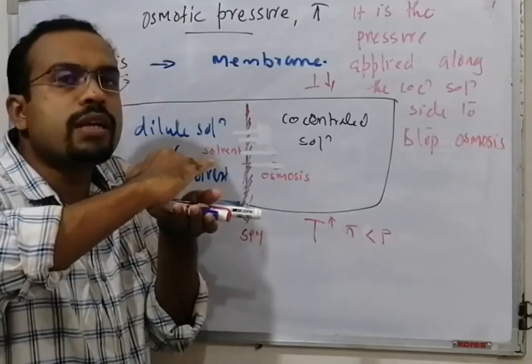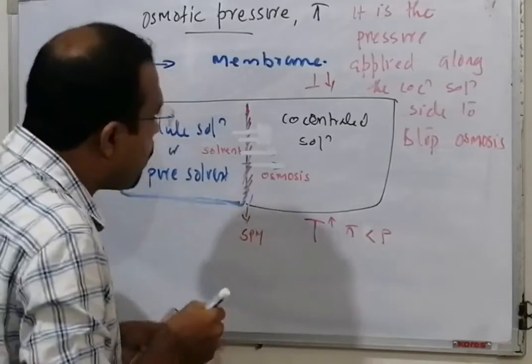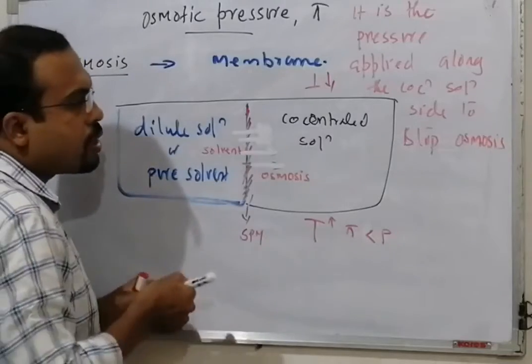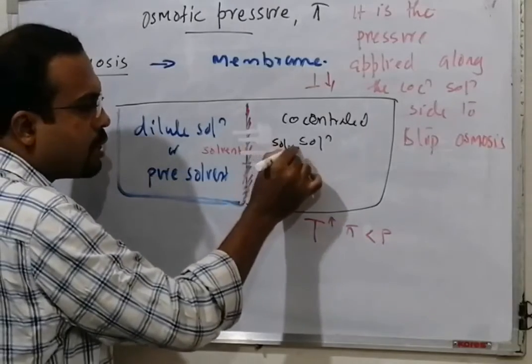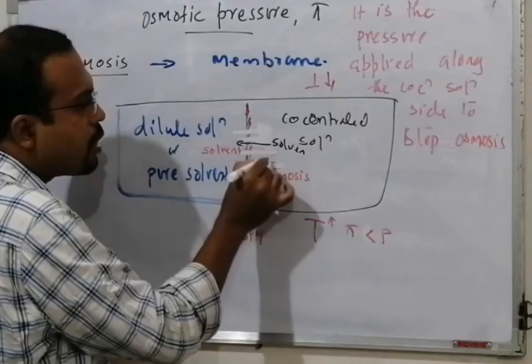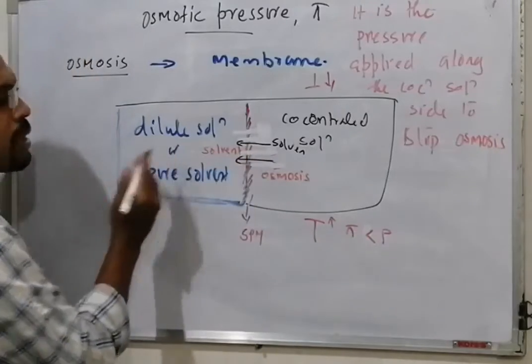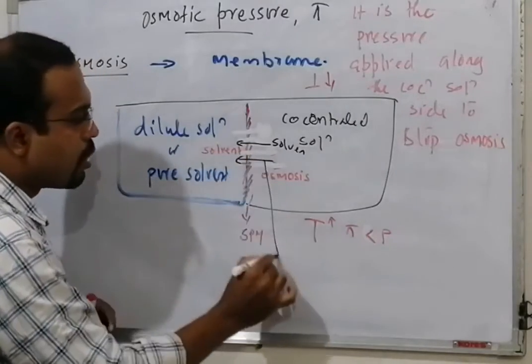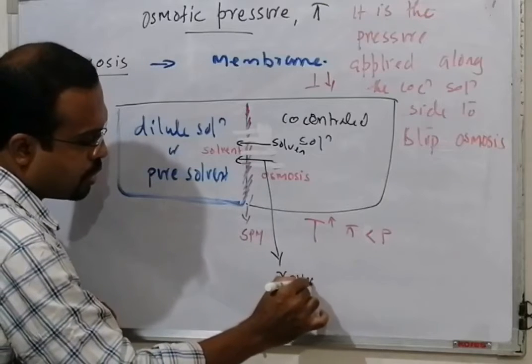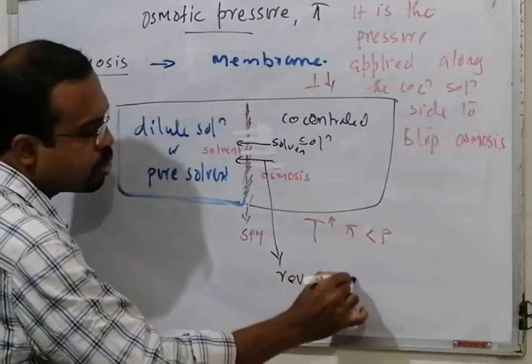I compress further. You know what happens? Concentrated solution means there is solvent present. That solvent starts to move towards this region. This is called reverse osmosis. Reverse osmosis.